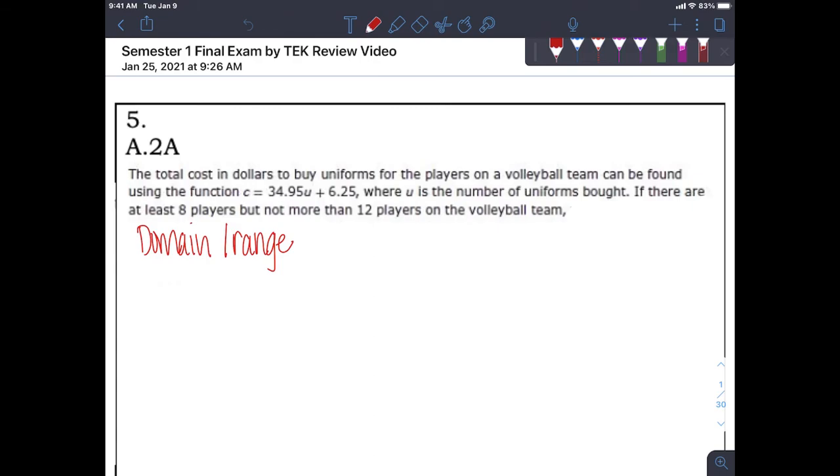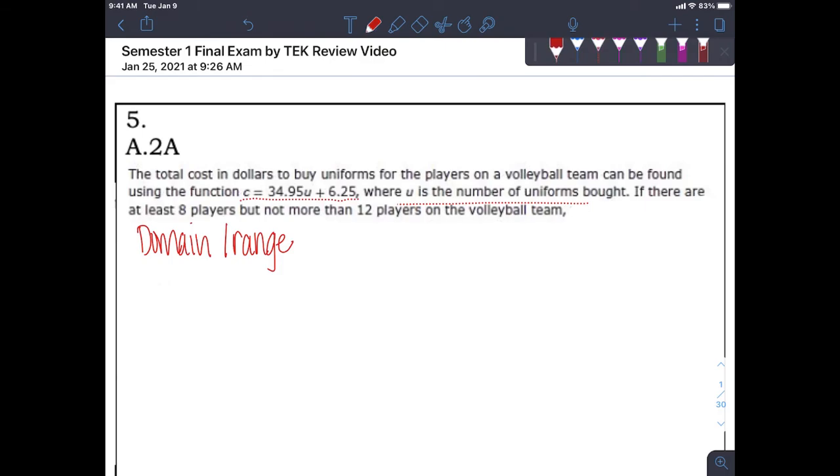The total cost in dollars to buy uniforms for the players on a volleyball team can be found using the function C equals 34.95U plus 6.25. That seems like it'd be a little bit important, so I'll go ahead and underline it. Where U is the number of uniforms bought. Probably also important. If there are at least 8 players, but not more than 12 players on the volleyball team, find the domain and the range.